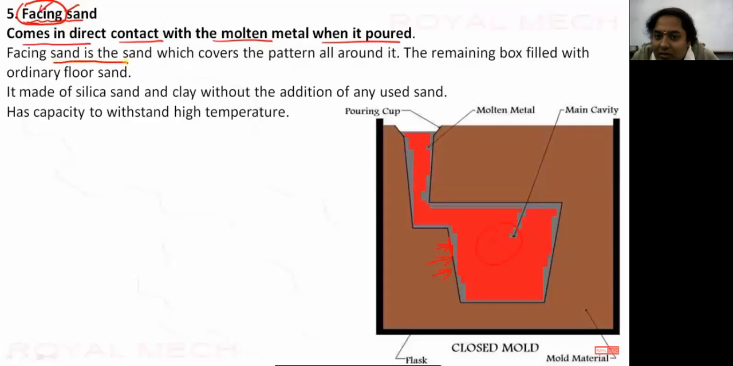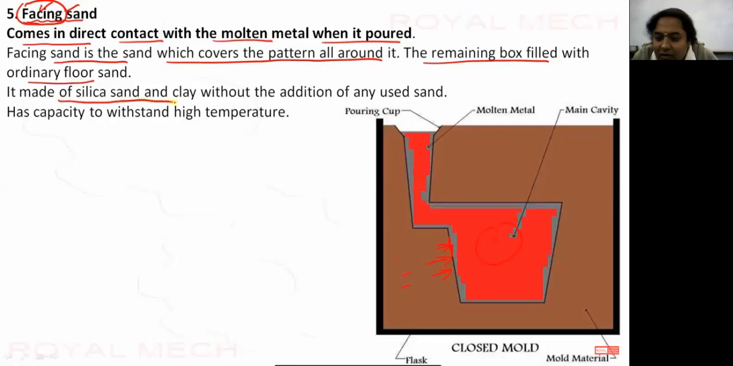You can see in this image the pouring cup, the molten metal and the main cavity. The facing sand comes in direct contact with the molten metal which is poured inside the pattern. You can see the gray structure, that is the facing sand.